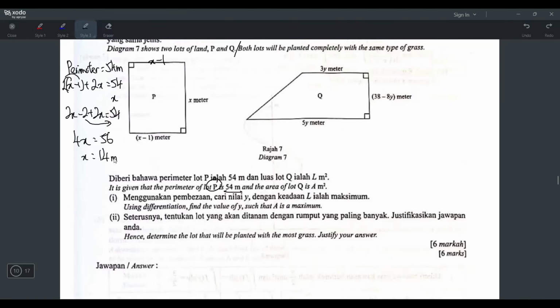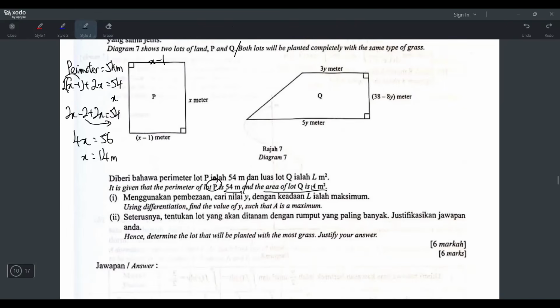I actually haven't finished reading the question yet, right? But when I see something like that, I realize I can do it, so I just do it already. If later the question asks for x, I don't need to find it, because I already found it. And then also the area of Q is A meter squared.